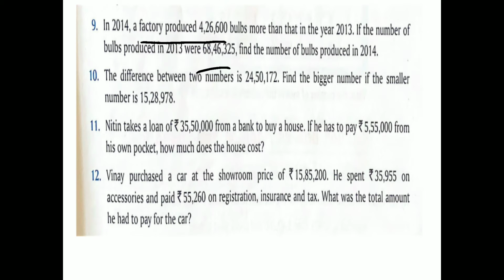Question number 9 is: in 2014, there is a factory which produced 4,26,600 bulbs more than that in the year 2013. Means in 2013, if it produced some bulbs, you have to add 4,26,600 bulbs more, because they are saying more than that one year. The number of bulbs produced in 2013 was 68,46,325. So in this you have to add more bulbs, 4,26,600, and then you tell how many bulbs were produced in 2014.